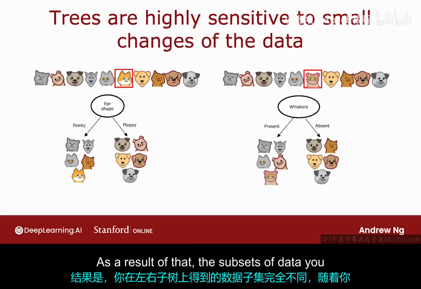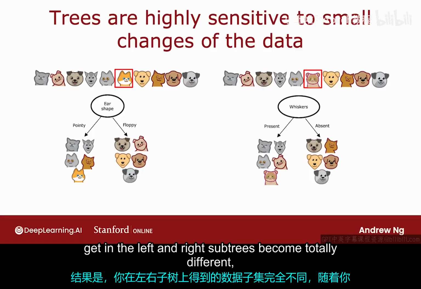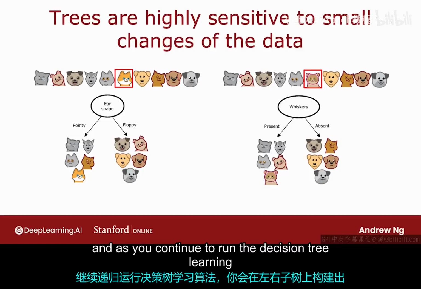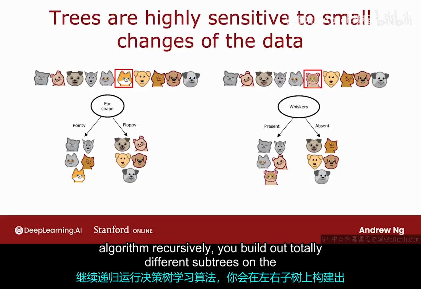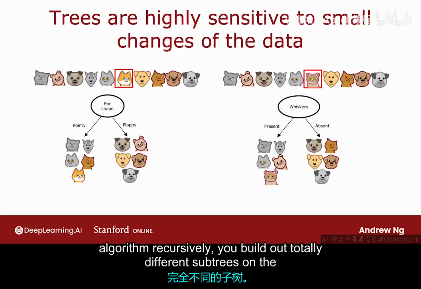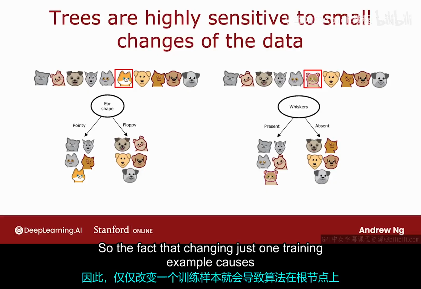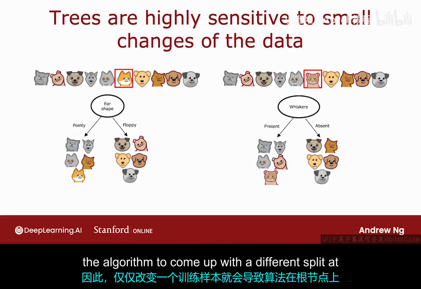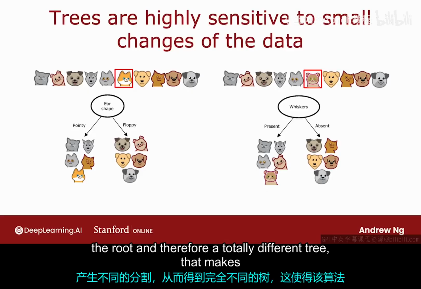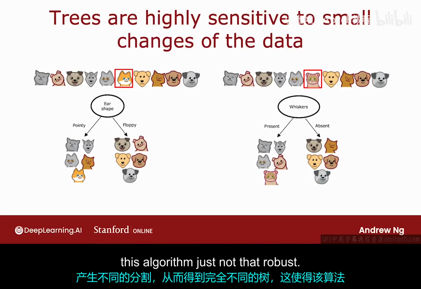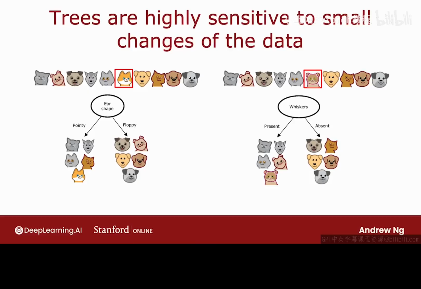As a result of that, the subsets of data you get in the left and right subtrees become totally different. And as you continue to run the decision tree learning algorithm recursively, you build out totally different subtrees on the left and right. So the fact that changing just one training example causes the algorithm to come up with a different split at the root and therefore a totally different tree, that makes this algorithm just not that robust.